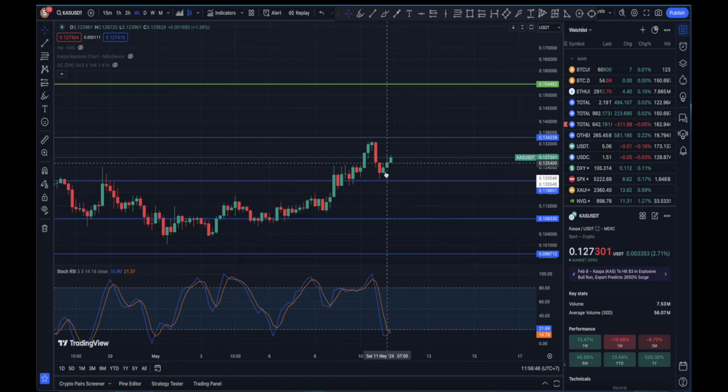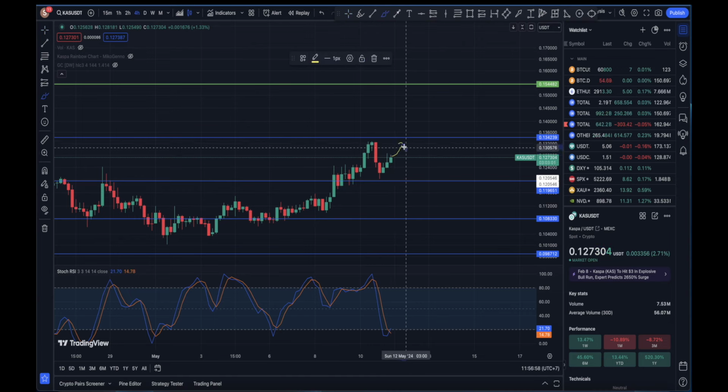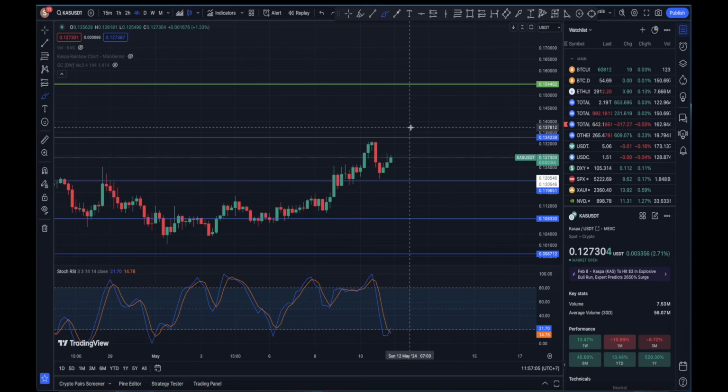That is great. And on top of that, if we look at the stochastic RSI, it looks like a bullish cross has occurred, which is great, and there is a little bit of bullishness now on the 4-hourly time frame. So I don't see the reason why Kaspa wouldn't hit that 13 cents mark on a daily, right?